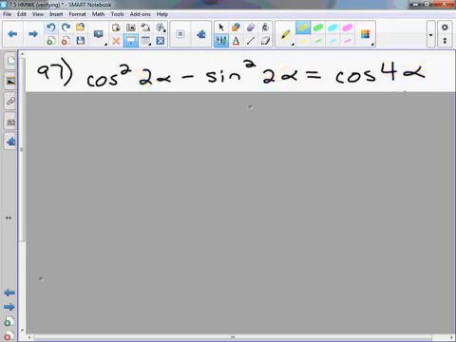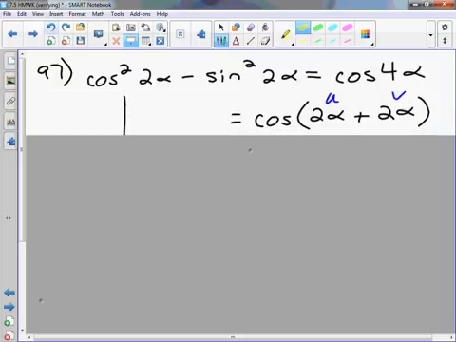So with this one, the side that we have to work with is 4 alpha. And this will incorporate the sum and difference formulas that we learned last week. So we can rewrite 4 alpha as 2 alpha plus 2 alpha. We would probably all be in agreement that 4 alpha is equivalent to 2 alpha plus 2 alpha, right? And those will each become a value of u and v. So we are going to utilize the sum formula for cosine to help us with this one.